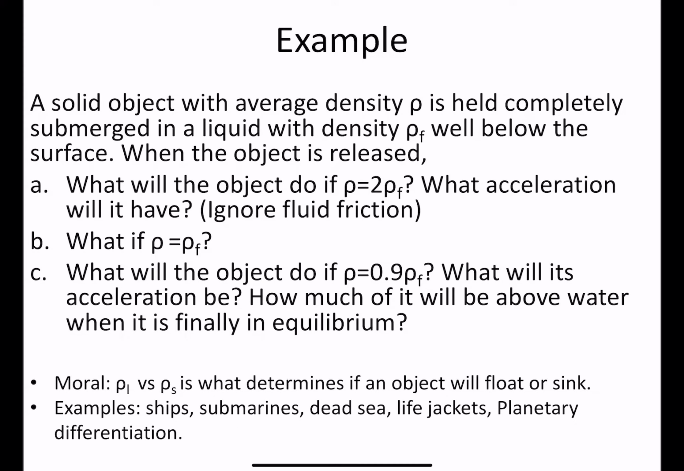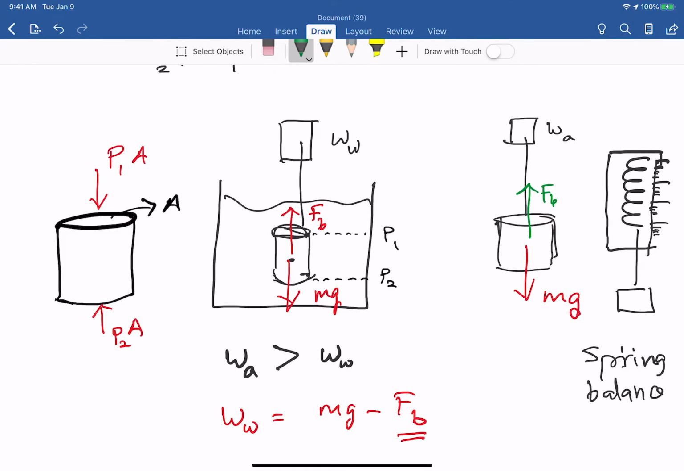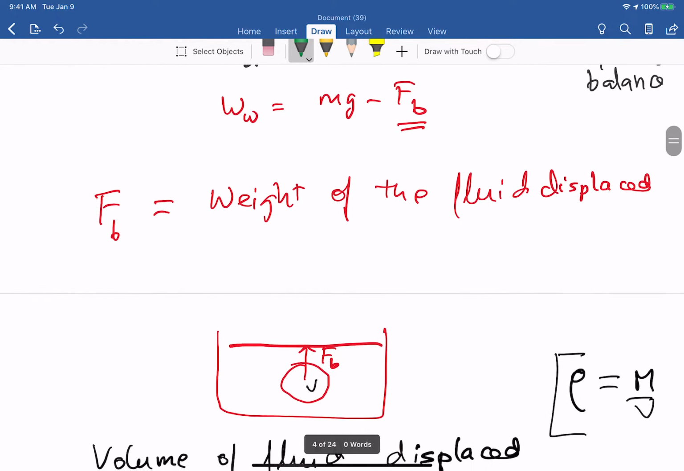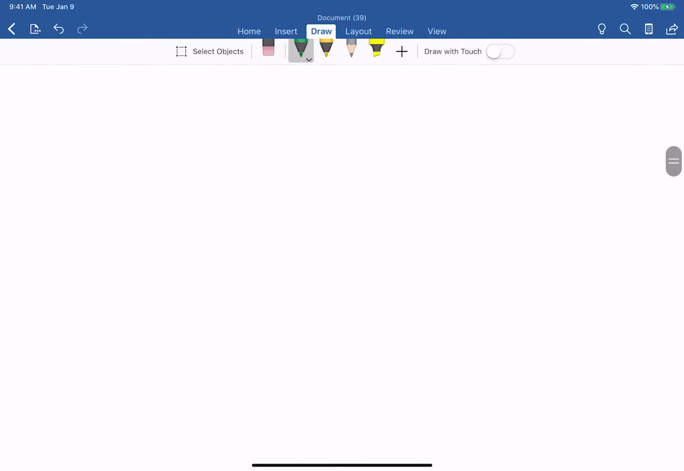All right, let's look at an example problem. So I'll let you read this problem first, and then let's give it a try. A solid object with density rho is held completely submerged in a liquid with density rho_f well below the surface. When the object is released, what will it do and what acceleration will it have?